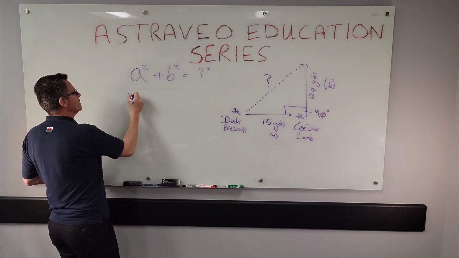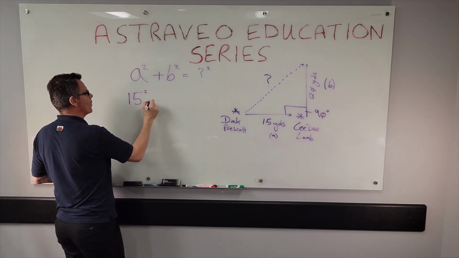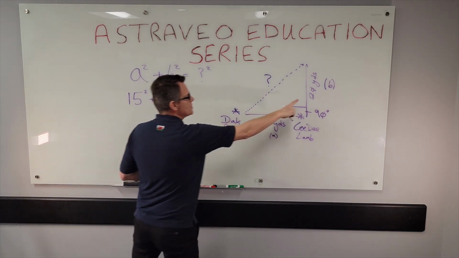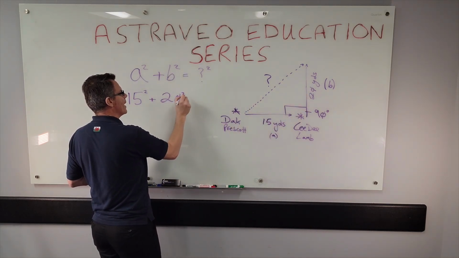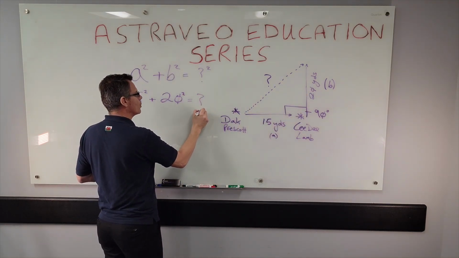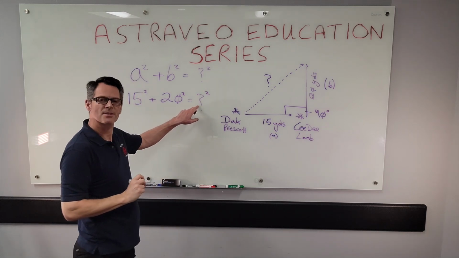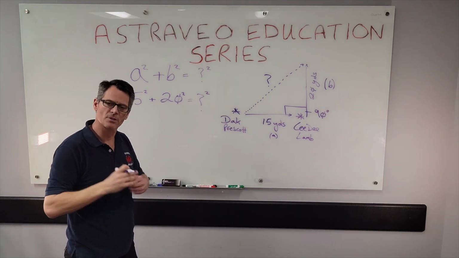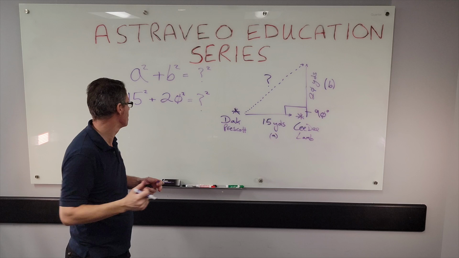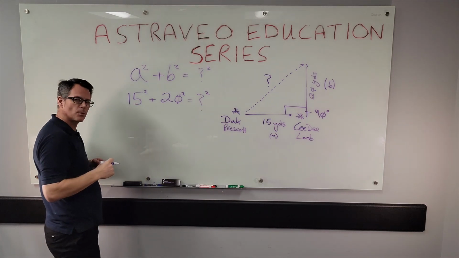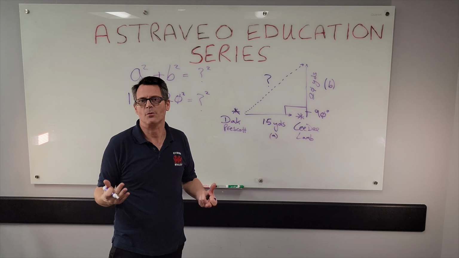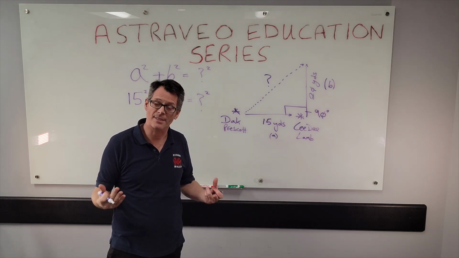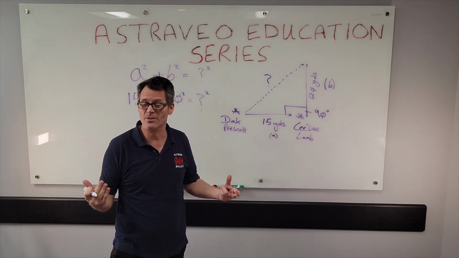A is 15, so we do 15 squared plus B squared. Now B is 20, so we're going to do 20 squared. And that is going to equal the square of the distance that Dak has to throw the ball in order for CD Lamb to catch the ball. Now 15 squared is one of those beautiful numbers. It's obviously a magic number, it's a square. So 3 squared is 9, 4 squared is 16, 10 squared is 100, for instance.